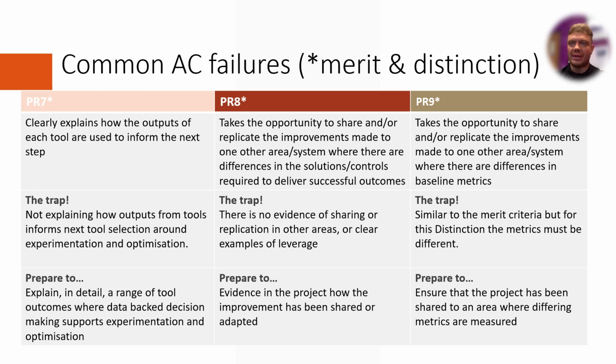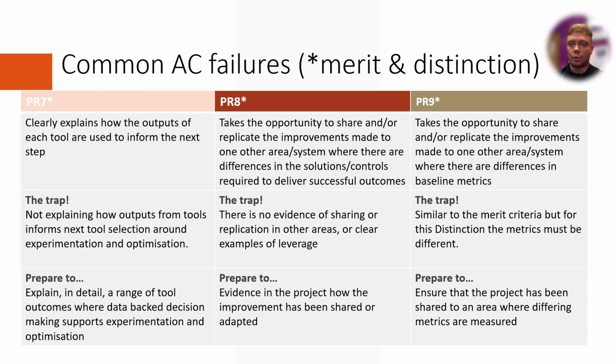Moving on to the merit and distinction criteria within the presentation. PR7: clearly explains how the outputs of each tool are used to inform the next step. The trap: not explaining how outputs from tools inform next tool selection around experimentation and optimization. Prepare to explain in detail a range of tool outcomes where data-backed decision-making supports experimentation and optimization.